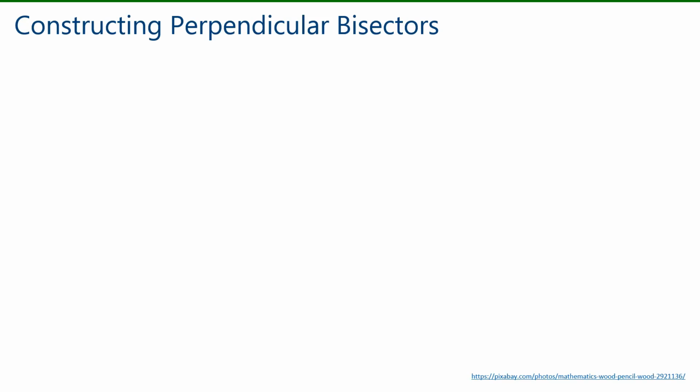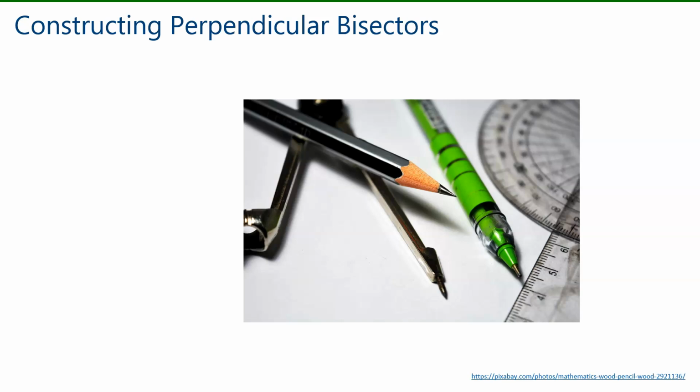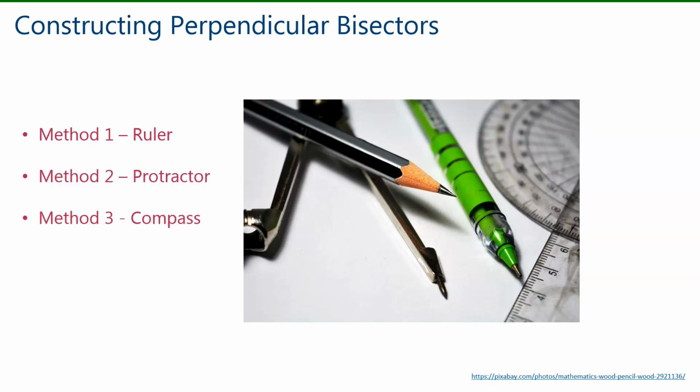Next, we're going to learn how to construct perpendicular bisectors using our math sets. We're going to look at three methods. Method 1 will involve simply using a ruler. Method 2 will involve a protractor. And method 3, we will use a compass.